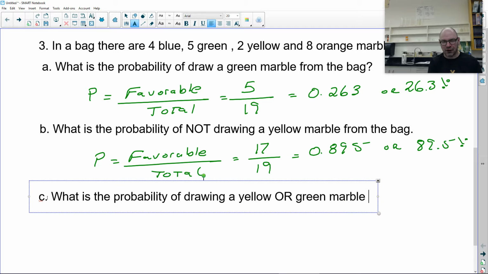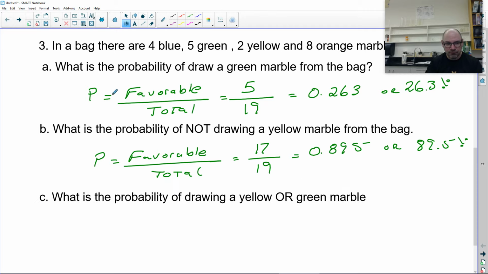You can try that one out. Obviously, you're going to count yellow and green marbles. Okay, so if we're doing this one, probability is equal to favorable over total. So it's going to still be over the same total. The only time the total is going to change is if you do double events, like 2 draws or something like that. And that gets a lot more complex.